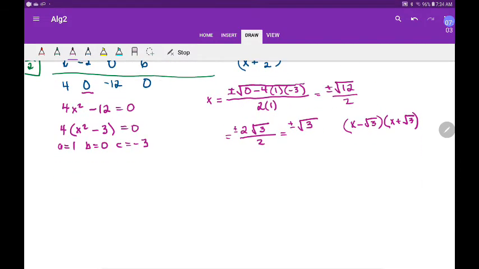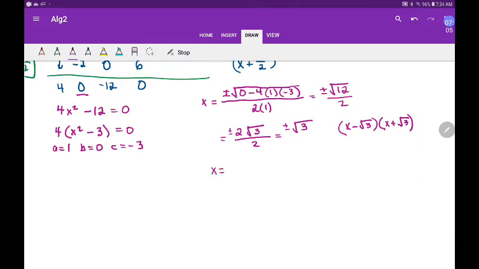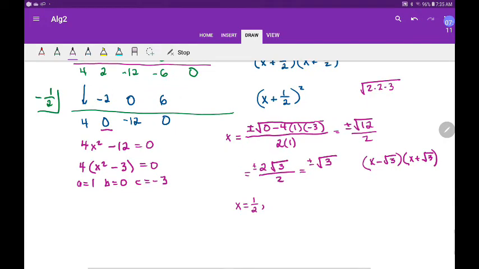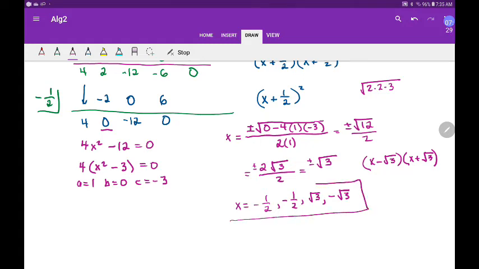Okay, so what did we say our values were? Well, we said negative 1/2 happened twice, so I'm going to write it twice. And I have the square root of 3, and I also have negative square root of 3. And those are my 4 roots. 2 of them are rational, and 2 of them are not, but they're all real.